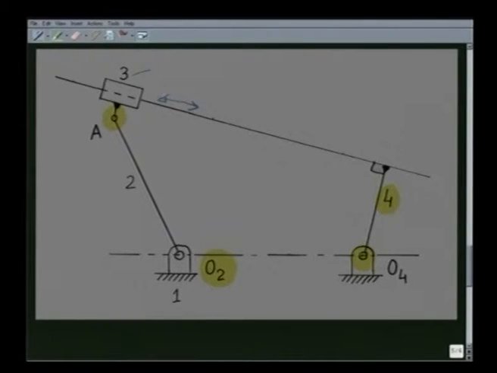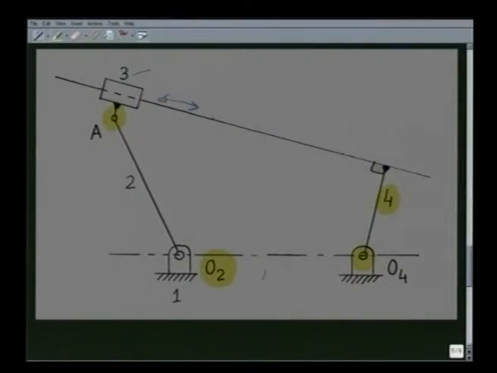So, first of all, let us identify what are the kinematic dimensions of this 3R1P mechanism. O2O4, that is one link length, let me call it L max, and O2A is another link length which is L2, let me call it L min. This 3R1P mechanism has only one more kinematic dimension, that is the offset.